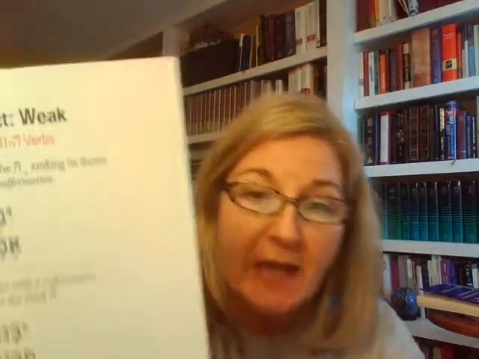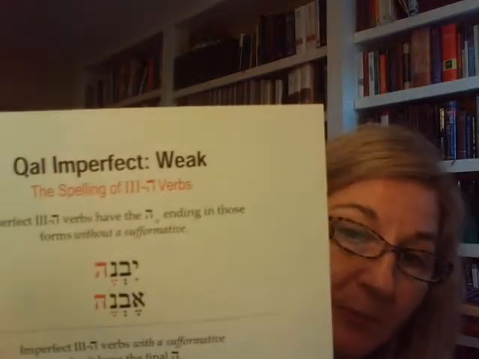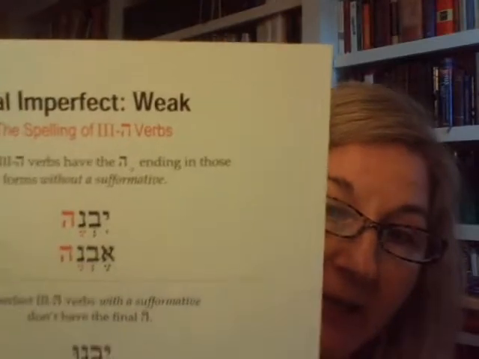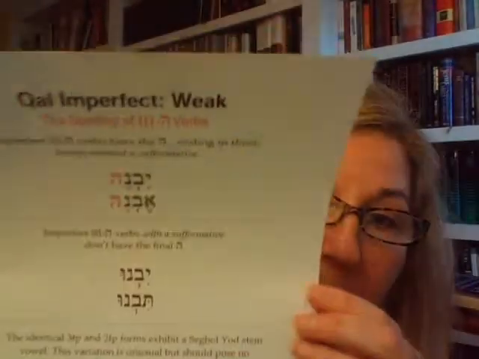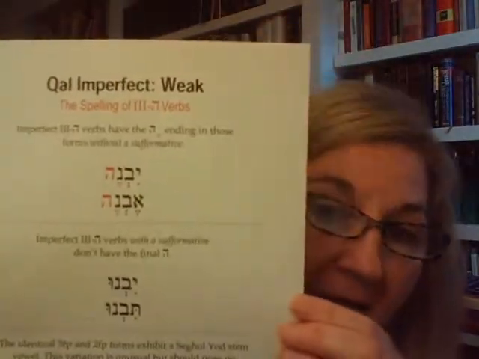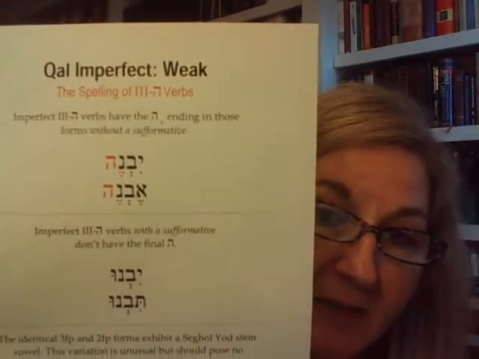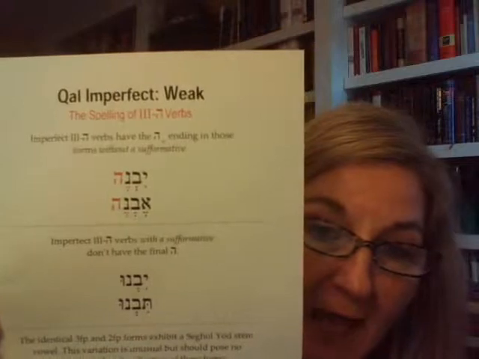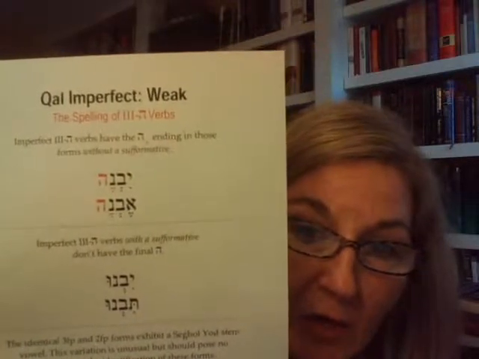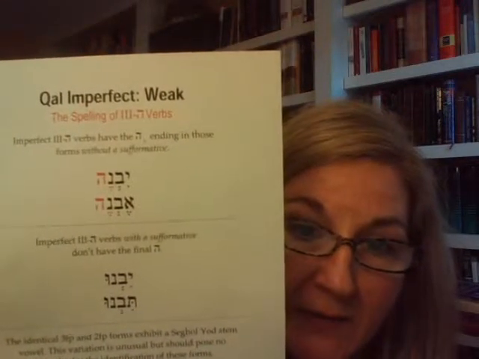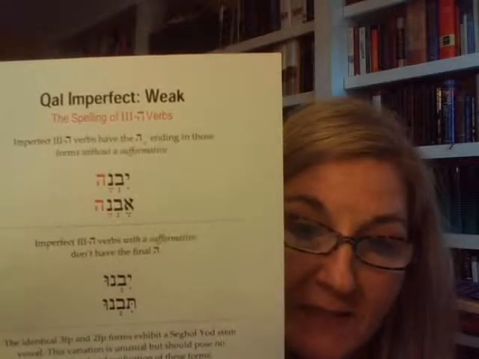Hello, let's begin with our last session for this week on the Qal imperfect weak verb. Now, this verb that we're going to look at is weak because it is a lamed-he verb. A lamed-he verb means that a he is located in that third consonantal position. So imperfect lamed-he verbs have the segol he ending in those forms without a sufformative.